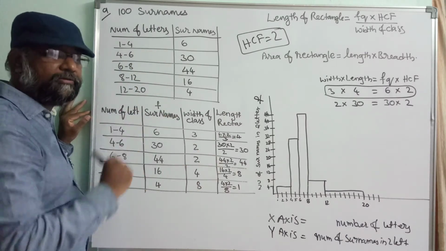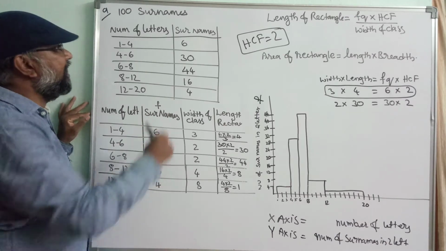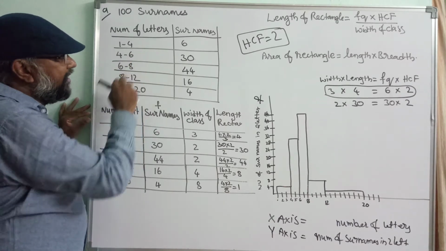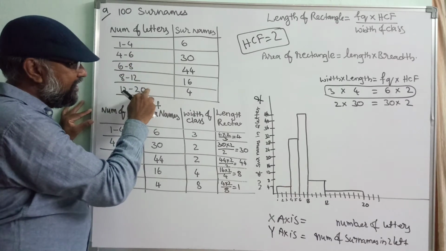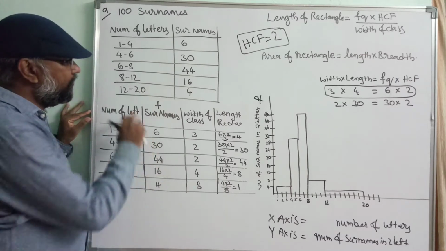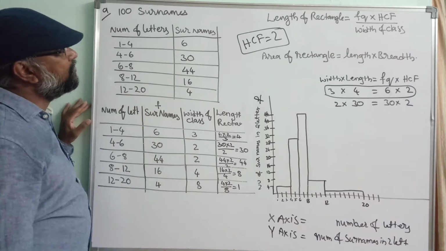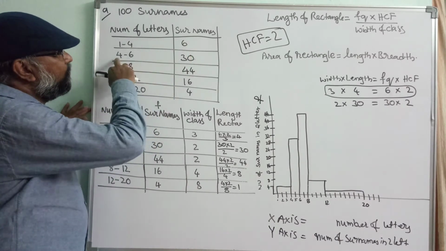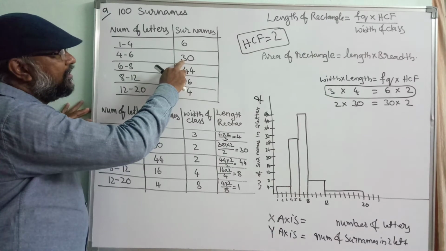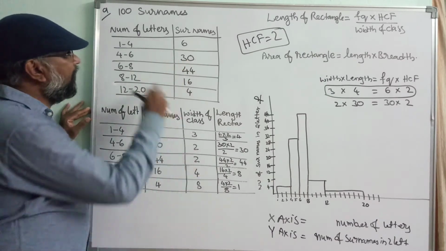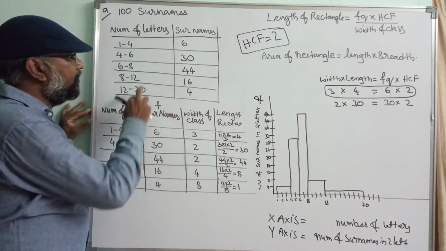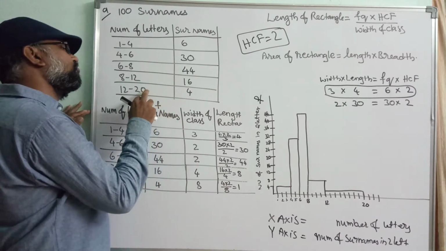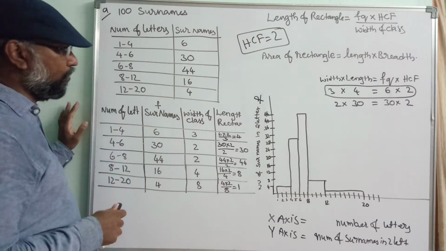That means the surname spelling contains 4 letters, 6 letters, up to 8 letters, up to 12 letters, up to 20 letters. So very long surnames. For the 100 surnames, the frequencies are: 4 to 6 letters, 6; up to 8, 30; up to 12, 44; up to 20, 4.